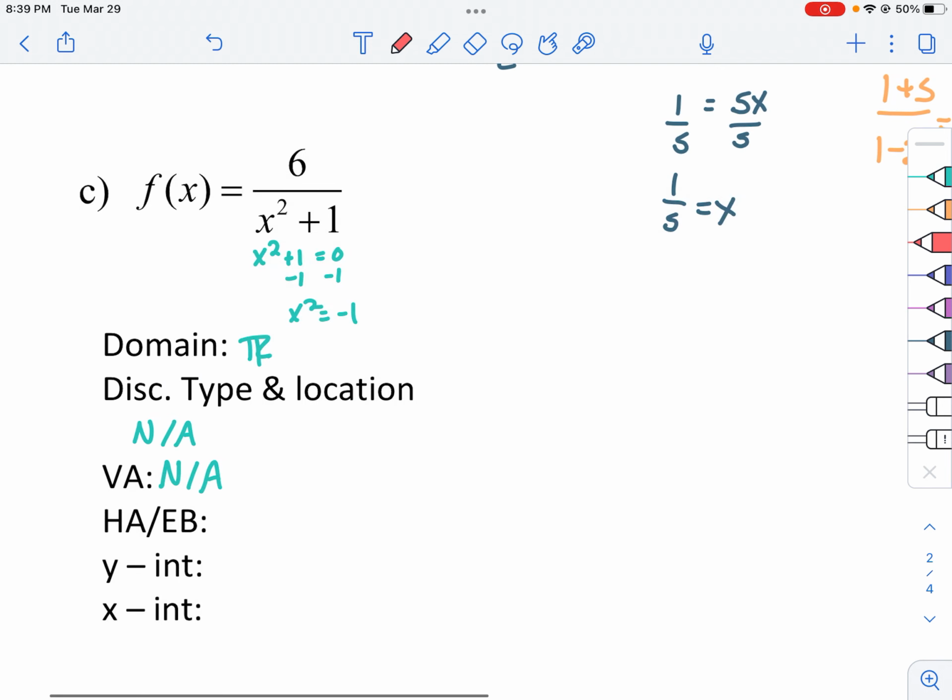Next, we're going to go to the horizontal asymptote slash end behavior. In order to do these questions, you set the biggest x on the top, and you divide it by the biggest x in the bottom. Well, the biggest x on top is this one, right? X to the 0 power, technically. So we can just say 6 divided by the biggest x in the bottom, which would be x squared.